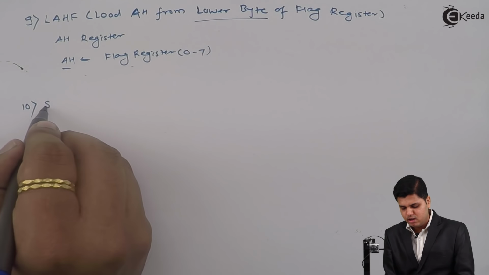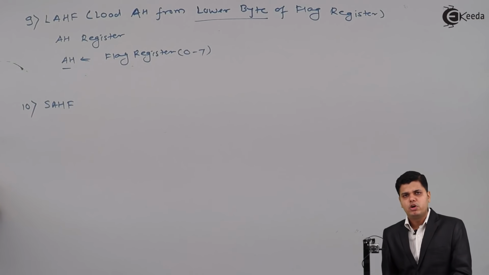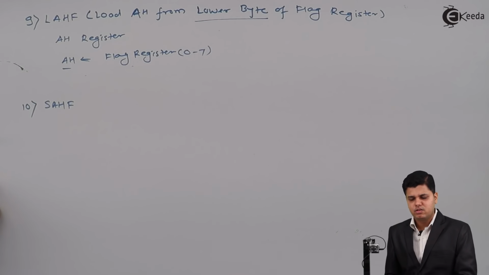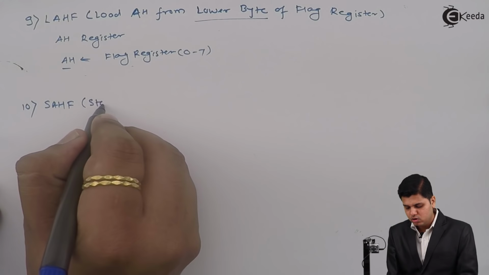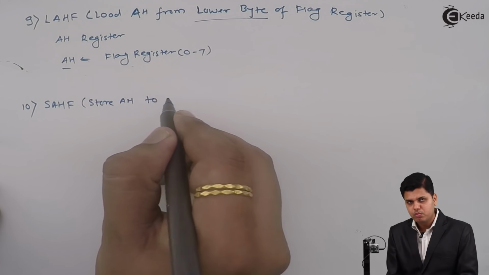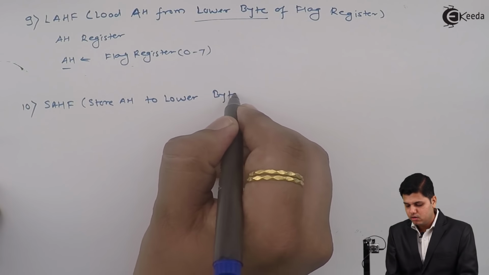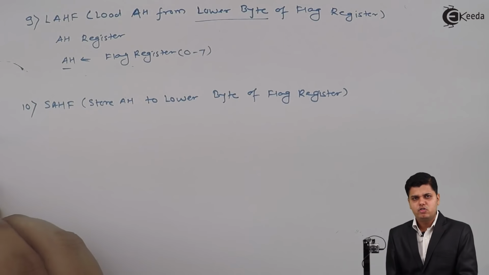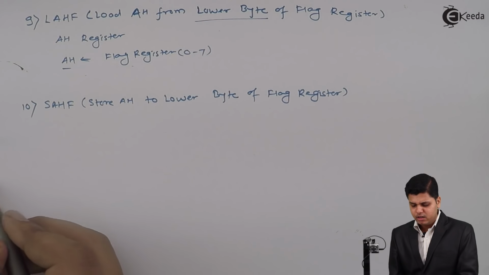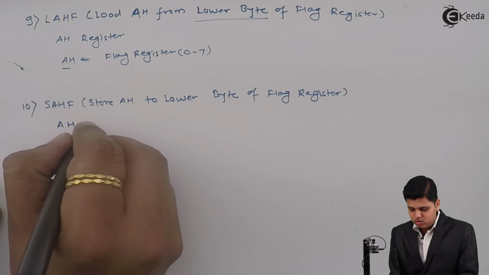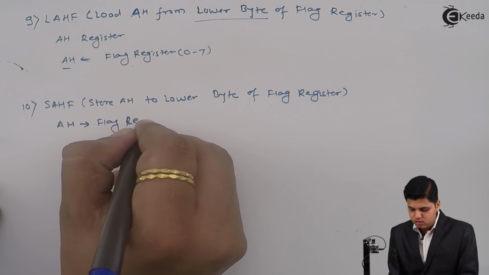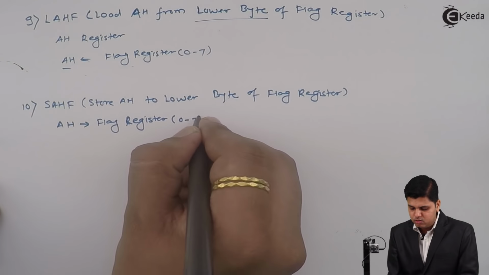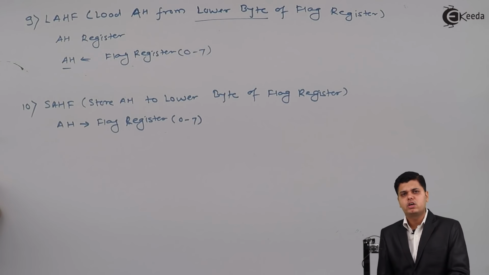Similarly, there is a second instruction called SAHF. When we have to modify the contents of the flag register, we can use this SAHF instruction. What this instruction says is store AH to the lower byte of the flag register. Here the contents of AH are copied to the flag register, bits 0 to 7. So these are two instructions for modifying the contents of the flag register. Now basically, if we relate to the data transfer instructions, here the operands are the AH register and the flag register.